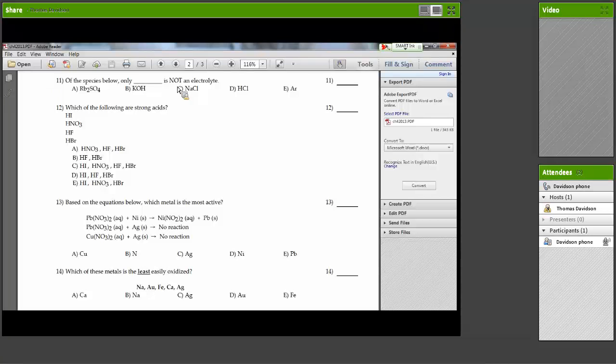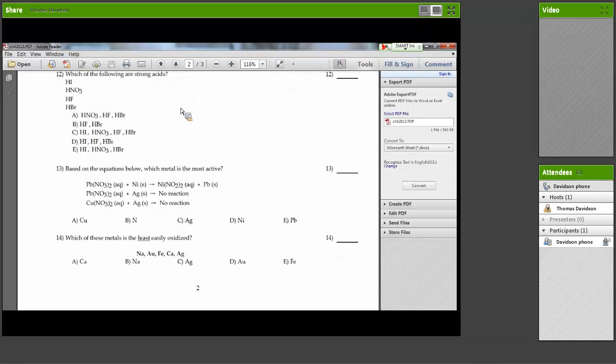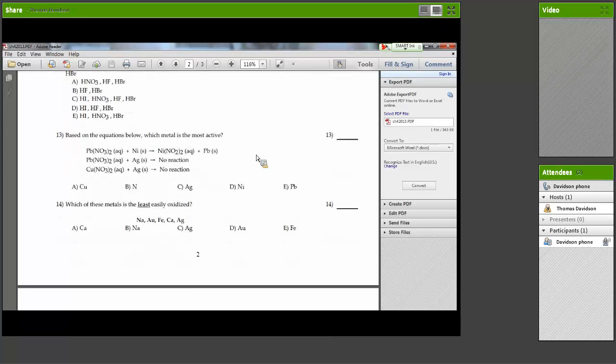Only blank is not an electrolyte. That one's so dumb. Some kids will get it wrong. Strong acids, there's nothing to say except for memorize your strong acids, because one of these is not on there.